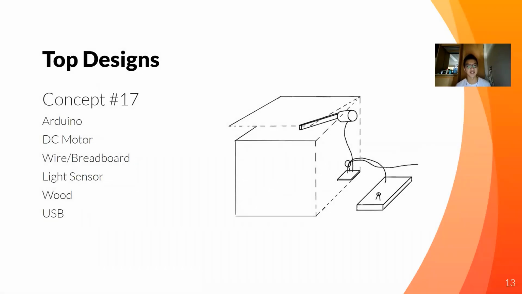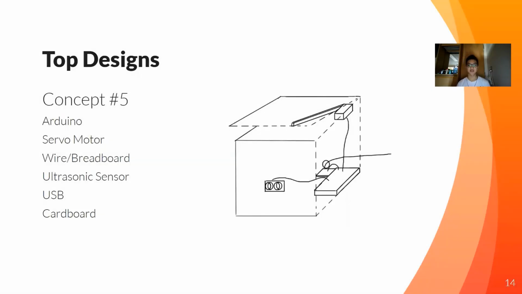And then here we have concept number 17, also an Arduino device. Here we would use a DC motor attached to the Arduino, and here's the arm. And for activation, we have a light sensor. So by either covering the light sensor or by applying more light to it, it would detect the difference in light and would therefore turn the DC motor attached to the arm to prop open the lid.